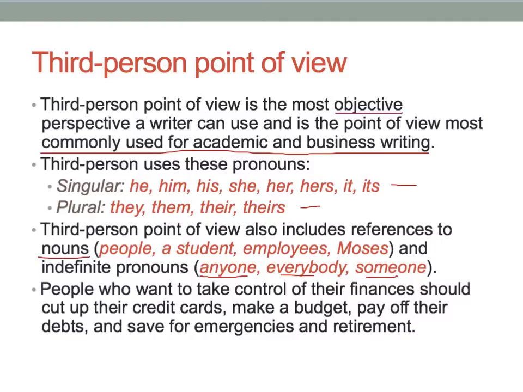Here's an example of a sentence that uses third-person point of view. People who want to take control of their finances should cut up their credit cards, make a budget, pay off their debts, and save for emergencies and retirement. Notice the third-person reference to people, their, and a third reference with the third-person pronoun, their.